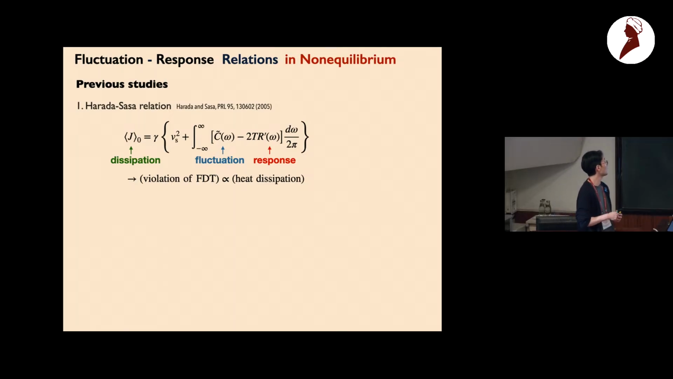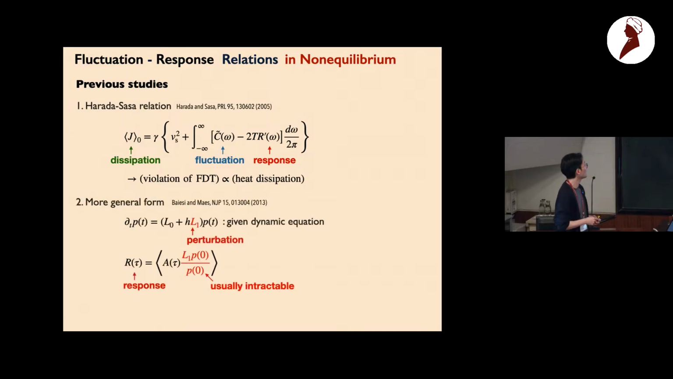However, this Harada-Sasa relation does not give an explicit relation between the fluctuation and response. And we can write a more general expression for the response and fluctuation. They studied this dynamics. This is a Fokker-Planck equation, where L0 is the original dynamics and L1 is the perturbation. In this system, we can write the response in this way. However, this term is usually experimentally intractable.